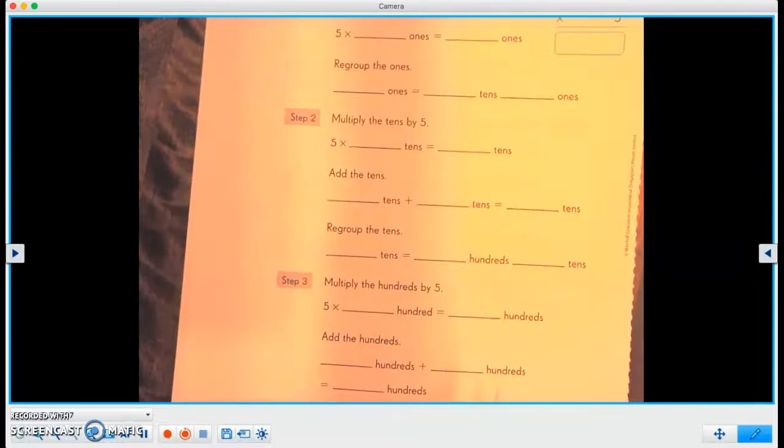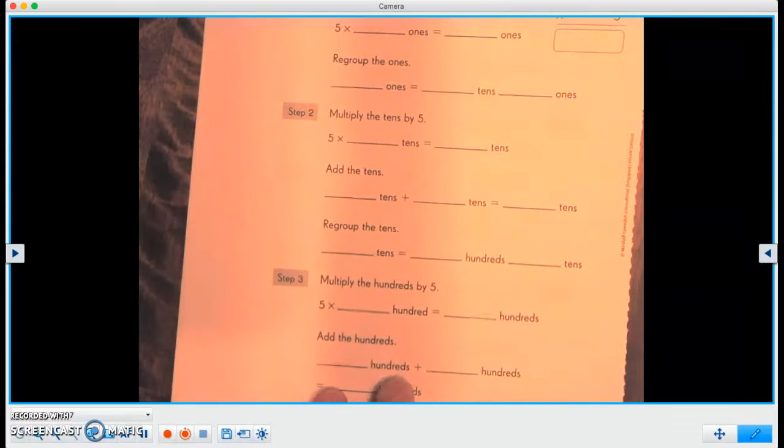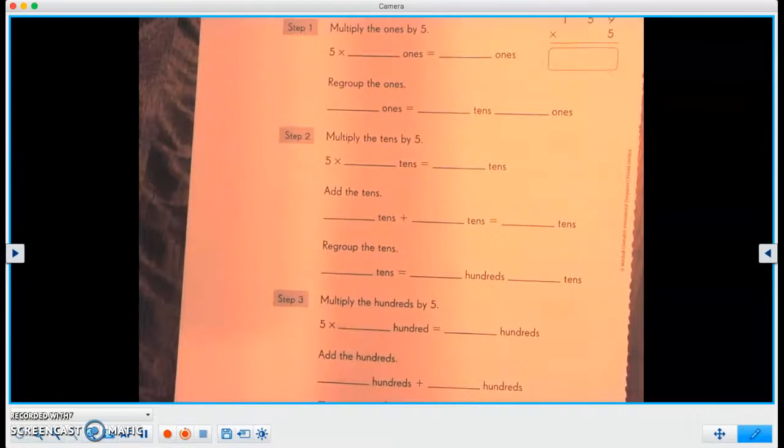So finish those up following the same way we've been working on them. And if you have any questions, let me know, okay?